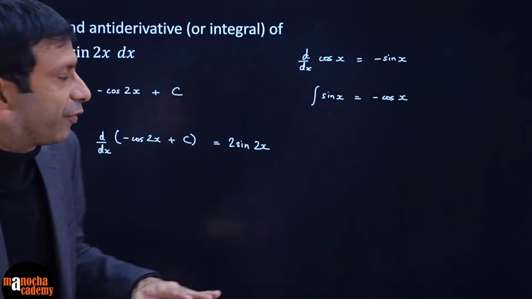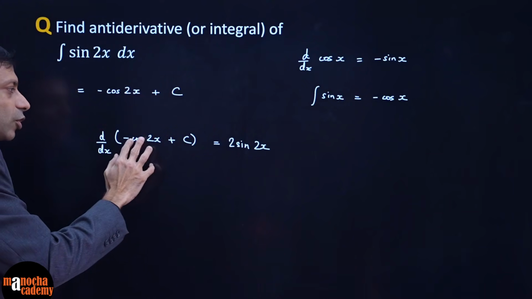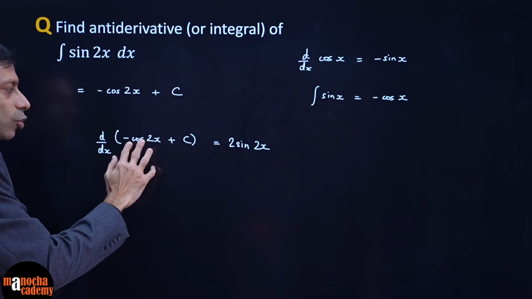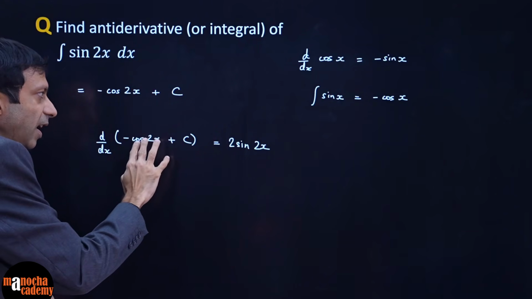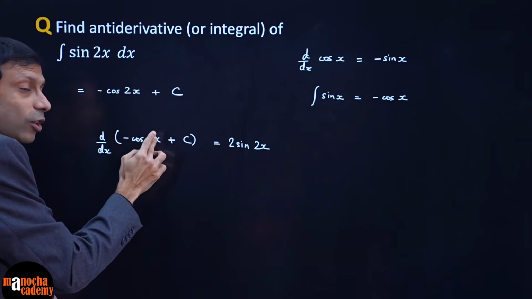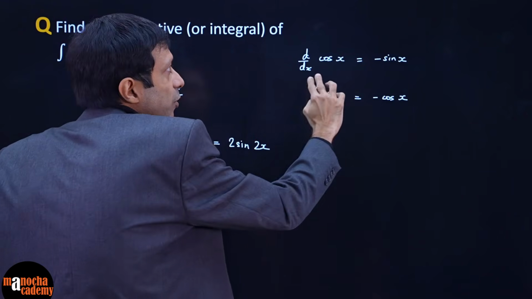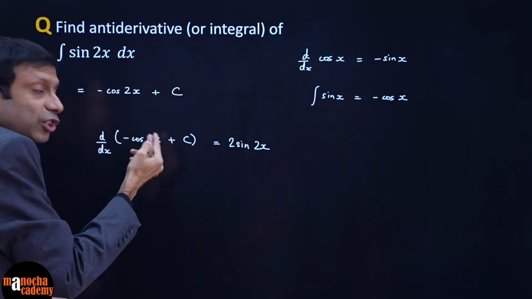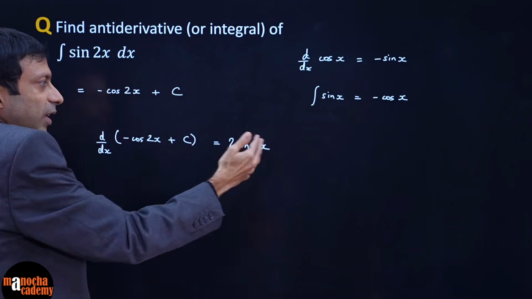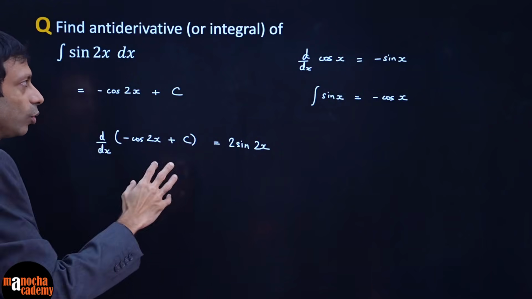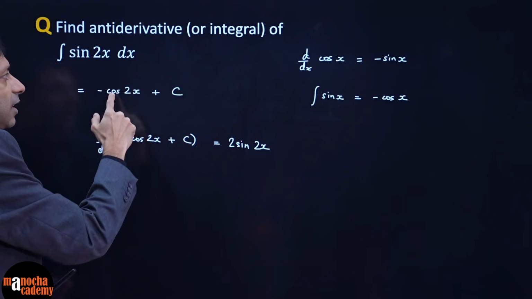Everybody remembers in differentiation how to do it. d/dx of cos 2x is what? This will be minus sine 2x. So minus minus will get cancelled. And then don't forget, you took this as a cos x, right? d/dx of cos x was minus sine x. And now I have to differentiate 2x also. That will give me 2, so the 2 comes out. 2 sine 2x, yes or no? So therefore, this answer is wrong.